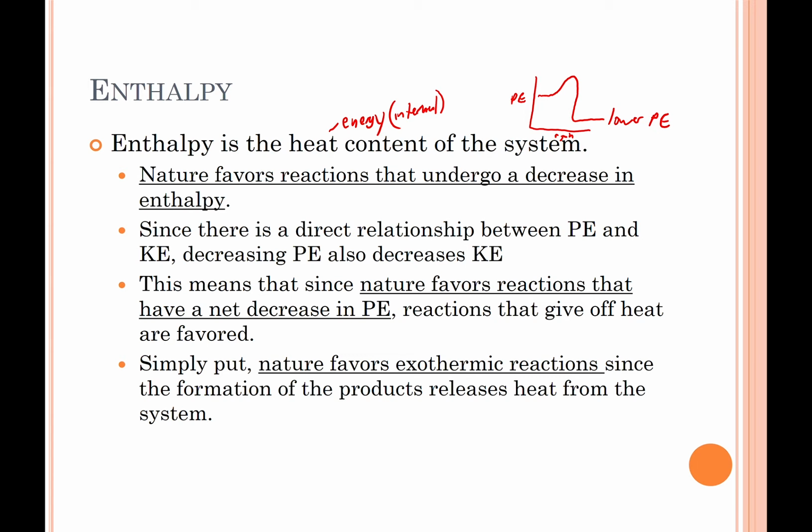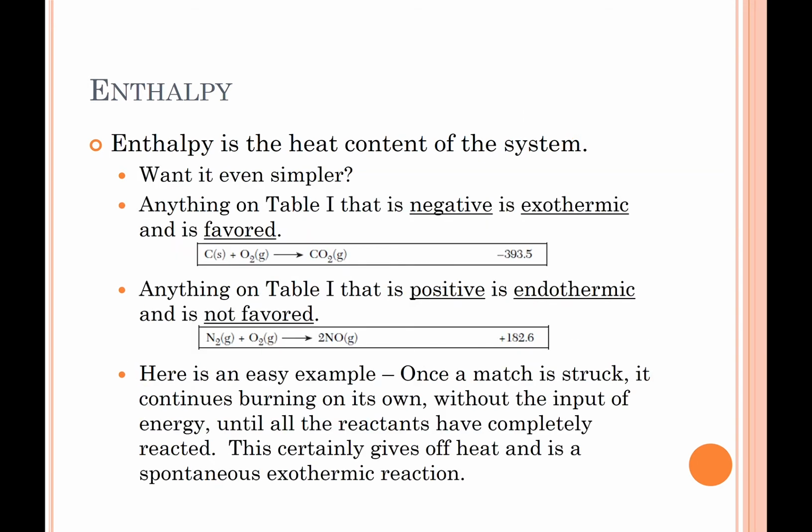So since nature favors reactions that have a net decrease in potential energy, any reaction that gives off heat is favored. So exothermic reactions are going to be favored by nature. So enthalpy we know is the heat content of the system. And we've been using Table I to look at different reactions that are exo and endothermic and their associated heat values.